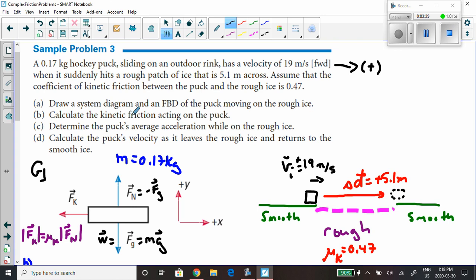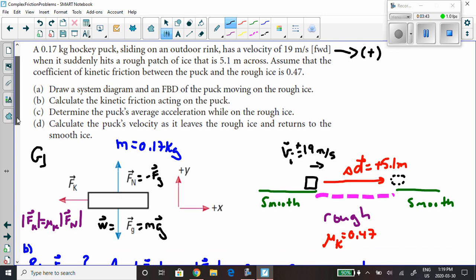So it says, draw yourself some diagrams so you can figure out what's going on here. And that's exactly what I've done right here. So this is the positive x direction. The object is moving forward. Here's the puck. There's the normal force acting on the puck. The weight, or the force of gravity, acting on the object is there. And then we have the force of kinetic friction.